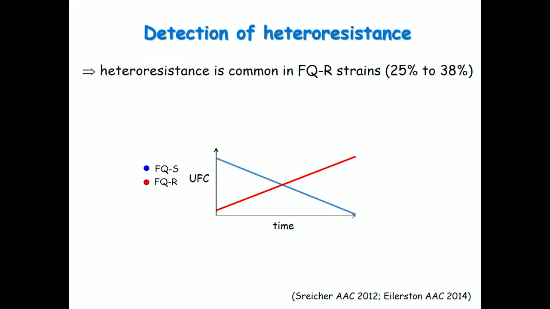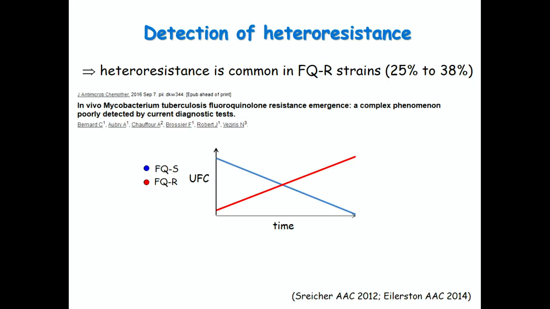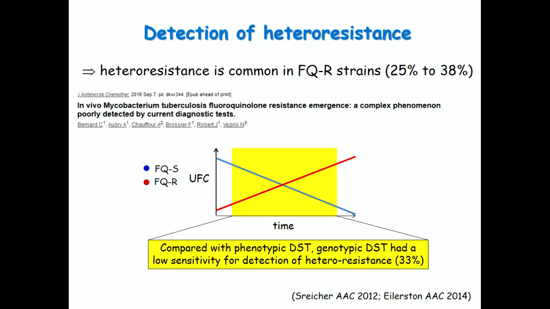And the last limit, common to both phenotypic and genotypic tests, is our ability to detect heteroresistance. Heteroresistance is a mixture of fluoroquinolone susceptible and resistant strains, and this phenomenon is found in 25 to 38% of the fluoroquinolone clinical strains in the lab. We performed a study evaluating the performances of both methods to diagnose heteroresistance. We know that when all the population is homogeneous, susceptible, or resistant, the diagnosis is easy. But in the middle, it's quite difficult, and the genotypic method has low sensitivity, 33%.